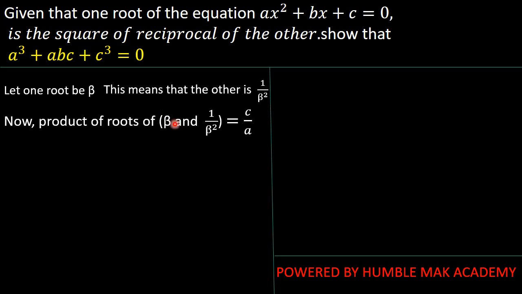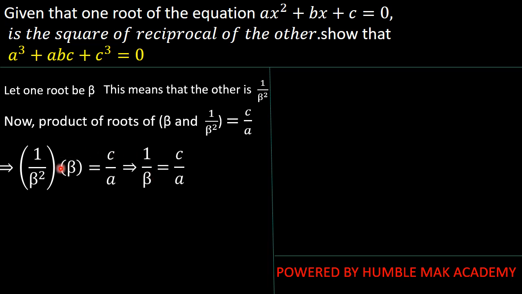Now if we take beta and multiply by 1 over beta squared, we have a 1 over beta squared here. We multiply that by beta, that is equal to c over a. So if we now do the normal multiplication, this beta will cancel one of them here. We are going to have 1 over beta equal to c over a. Now if we solve for beta by inverting both sides, we are simply going to have beta equal to a over c. Alright guys, this is the value of beta, which is one of the roots.